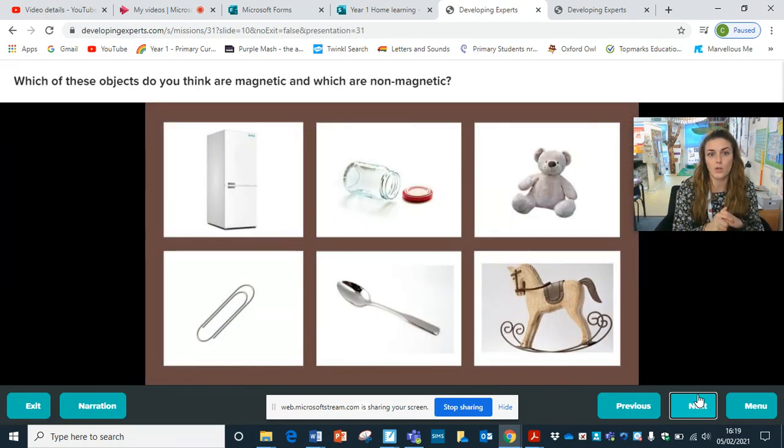So which of these objects do you think are magnetic and which do you think are non-magnetic? Which ones would stick to a magnet and which ones would not? Pause here, have a think, write your ideas down, draw them, put them in a table or in a Venn diagram, any of those ideas or your own idea to show, and then I'll show the answer on the next slide.